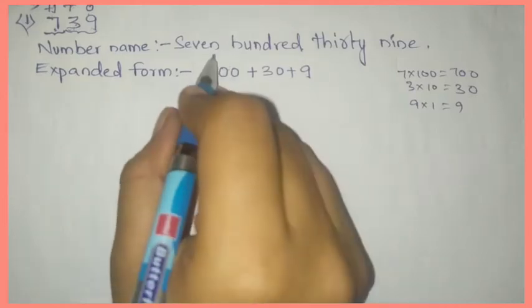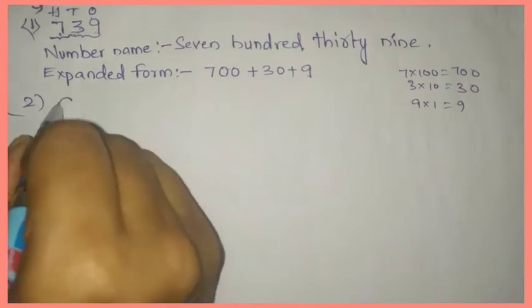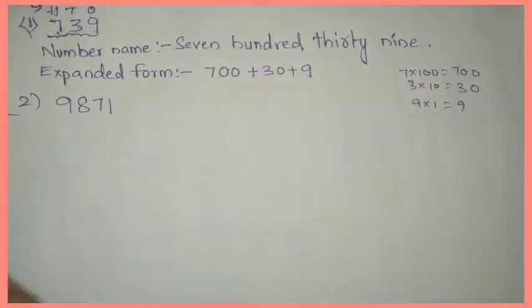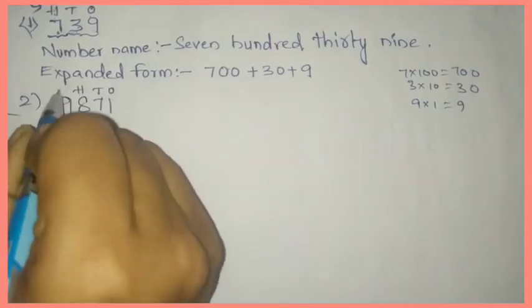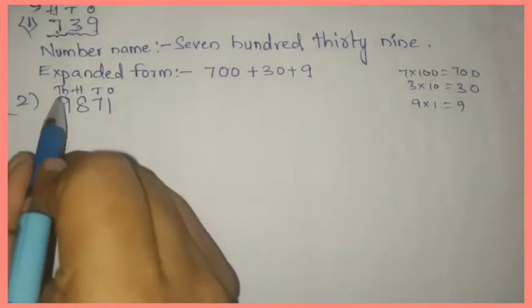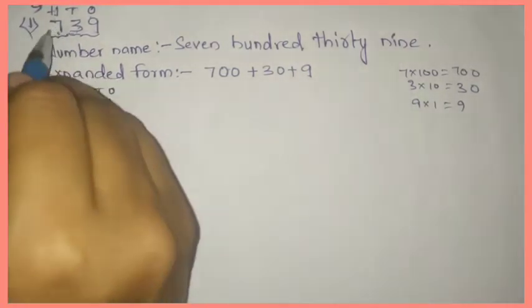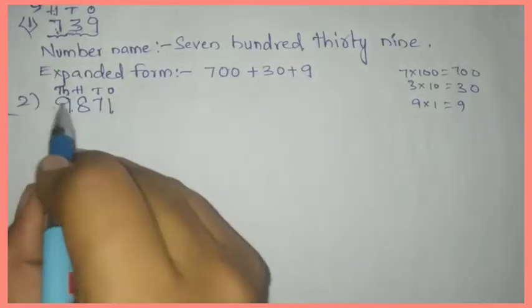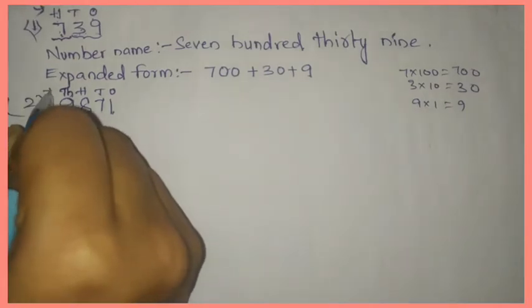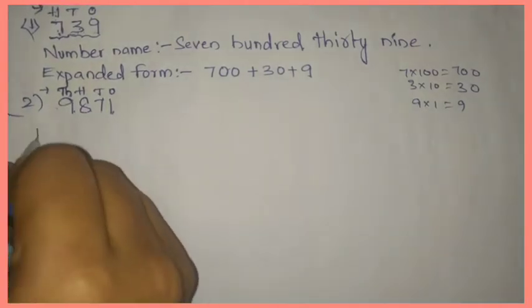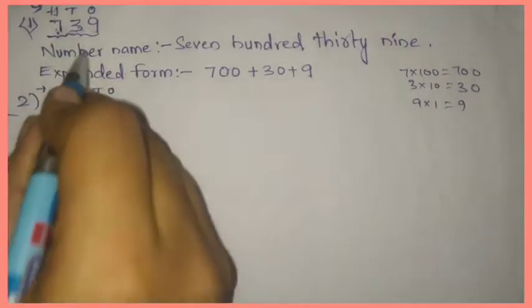Already we have learnt in before class. Now one more example. Okay, look here. This is ones, tens, hundreds, thousands. We will represent thousands with TH. This is a 4-digit number and this is 3-digit number. While we are writing number name, we should write from this side. I will write NN. NN means number name. You have to write completely.